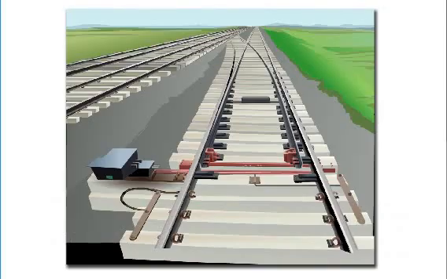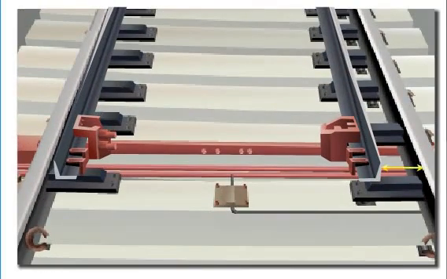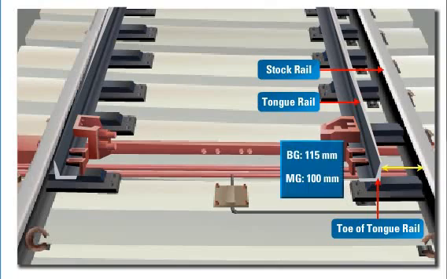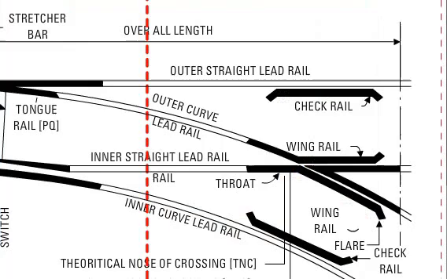Opening of tongue rail. This is the gap measured between the stock rail and respective tongue rail at the toe of the tongue rail. For broad gauge, this is 115 millimeters, and for meter gauge, this is 100 millimeters. Lines and crossings is shown on the screen.